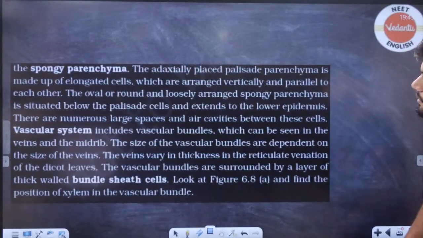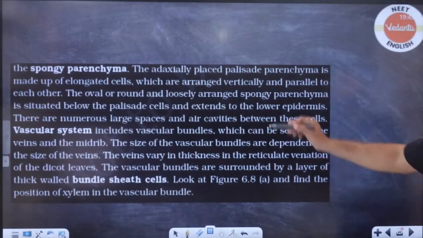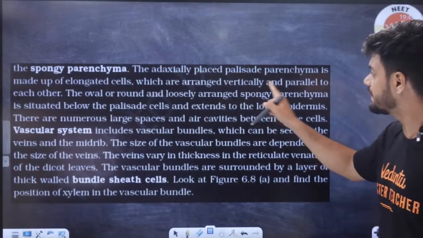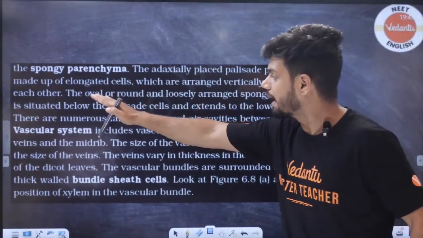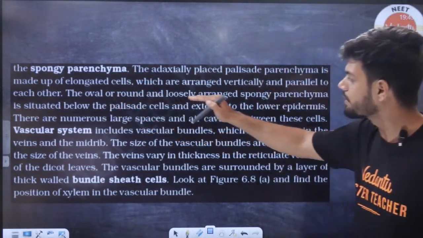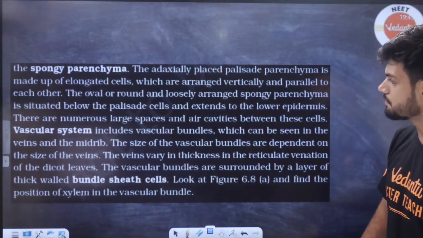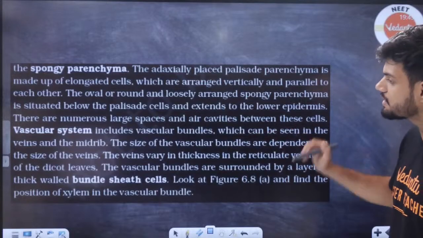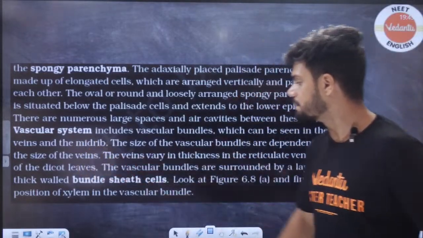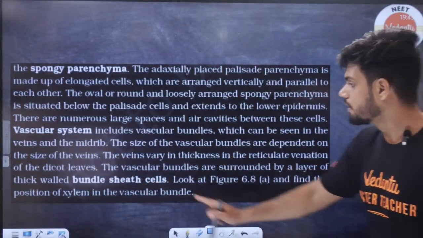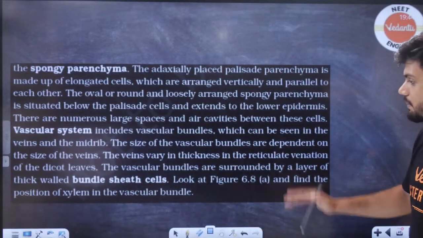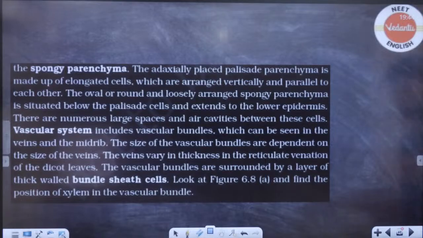See, palisade parenchyma is made of elongated cells which are arranged vertically and parallel to each other. Spongy parenchyma is oval and round and loosely arranged. Vascular bundles can be seen in the form of veins and midribs. There is a bundle sheath which is made up of parenchyma. And that's it.